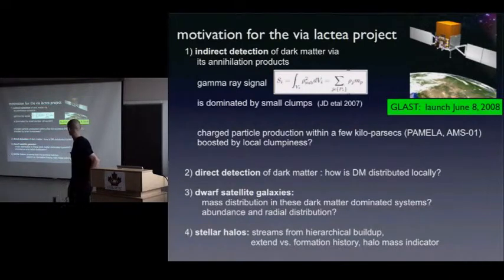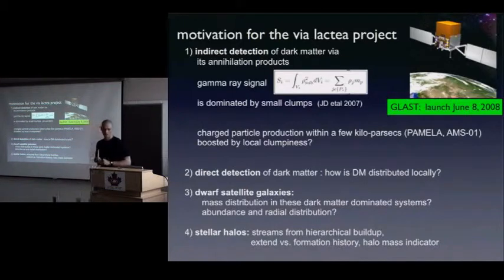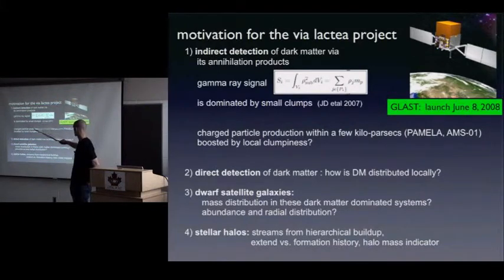Another way to indirectly detect dark matter is by looking for the other particles that are produced in these annihilations, for example, charged particles like positrons. They would not propagate as far through the galaxy, so they would have to be produced within a few kiloparsecs to be visible for satellites like Pamela or the future AMS experiment. Also GLAST will be sensitive to charged particles. So the question is, how is the dark matter distributed within about a kiloparsec around us? Is it just a smooth halo, or is that also increased by local clumpiness?